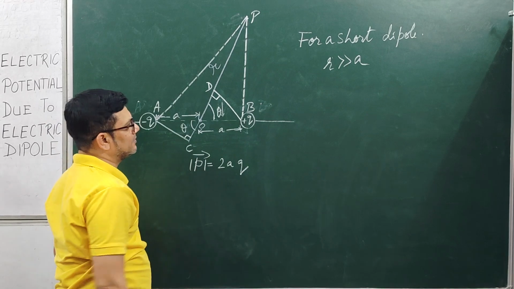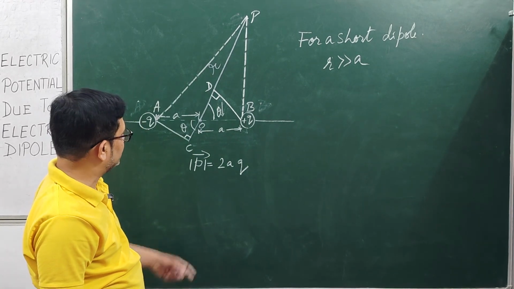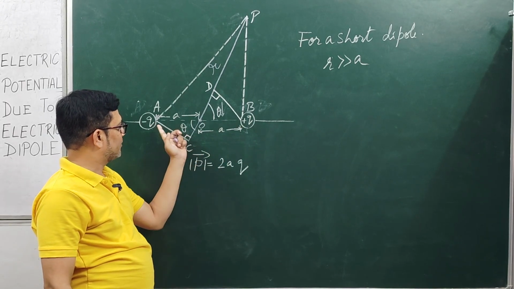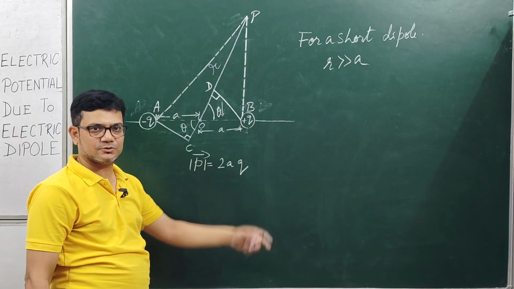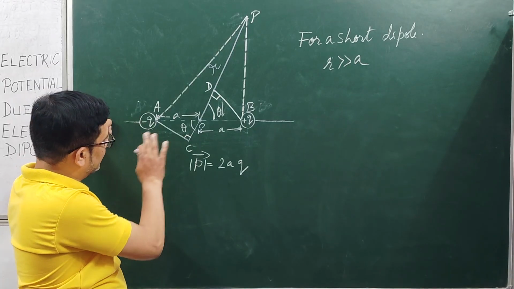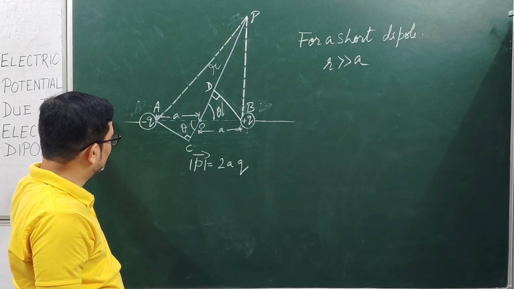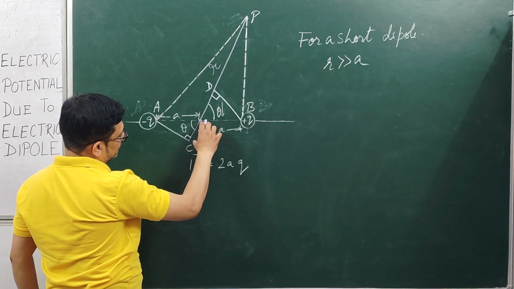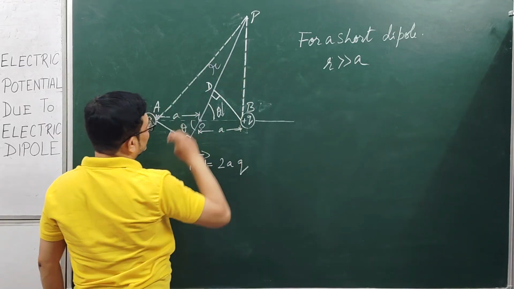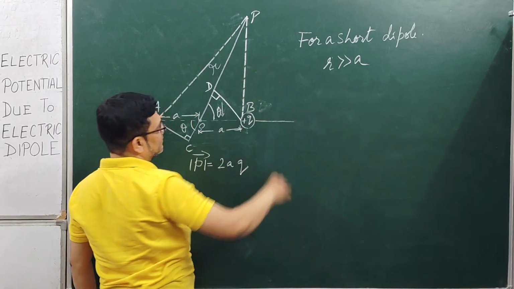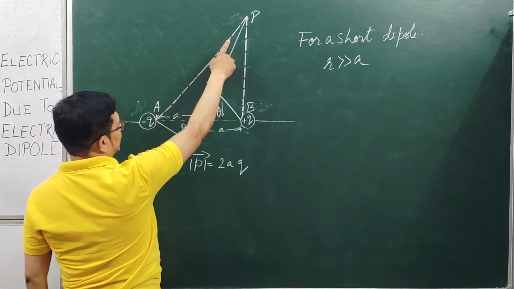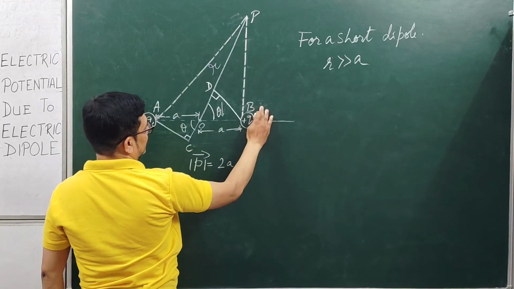R is very much large in magnitude as compared to the distance from the midpoint on the line connecting these 2 charges of the dipole. So in this part of the geometry, we'll try to figure out whether we can get this expression in terms of R and A, because we are interested in the distance PA and the distance PB in the equation.